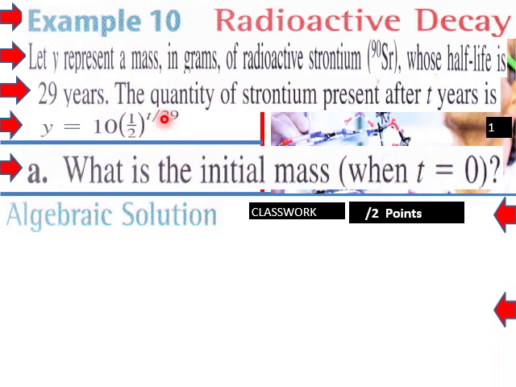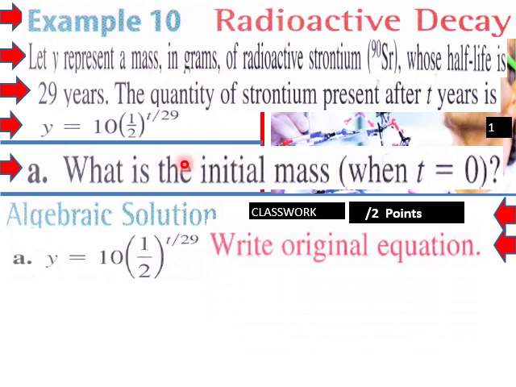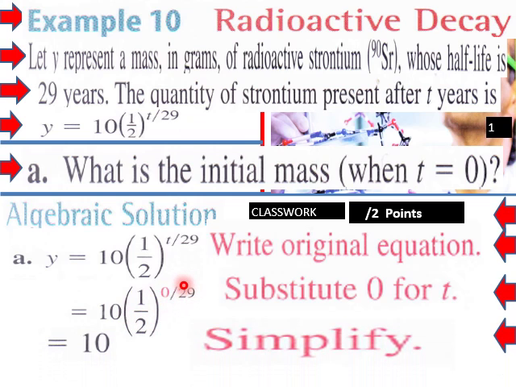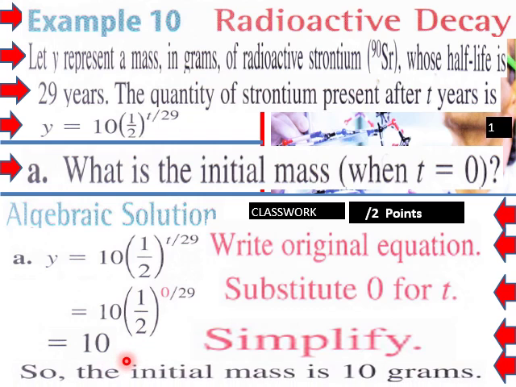With this setup, to find our initial mass, we have to make T equal 0. So when T equals 0, it'll be 10 times 1/2 to the 0 power, which would just be 10. So the initial amount would be 10 grams at start. When time equals 0, the start time, it would be 10 grams.